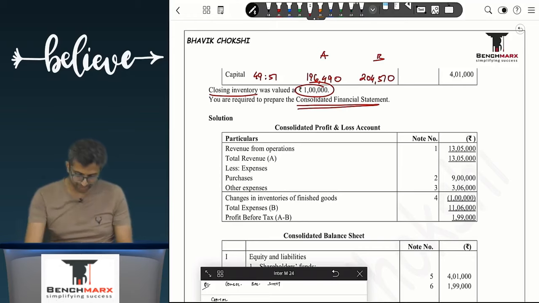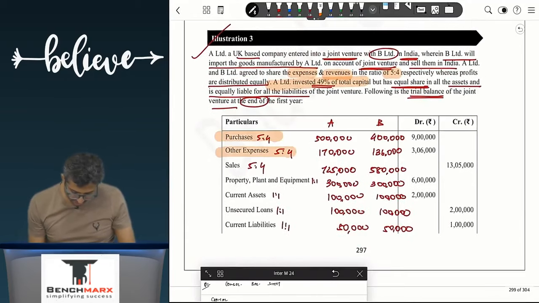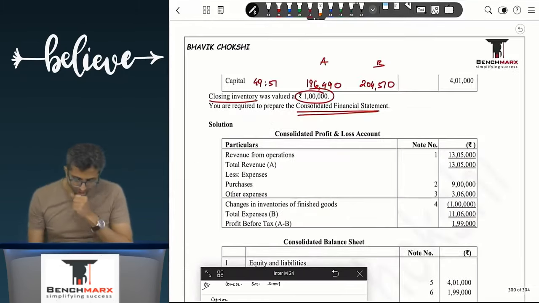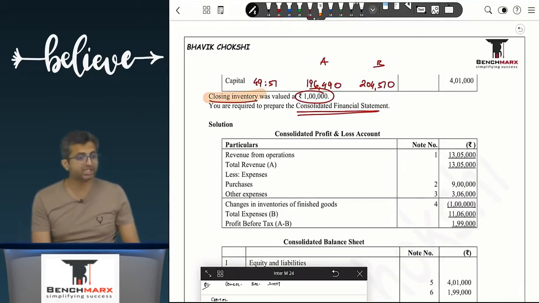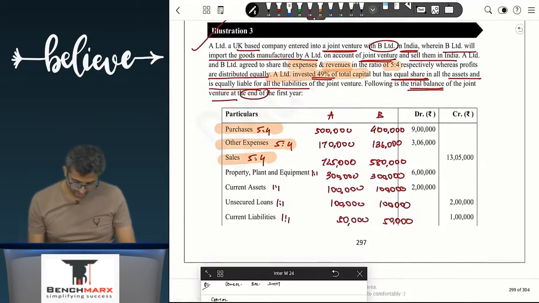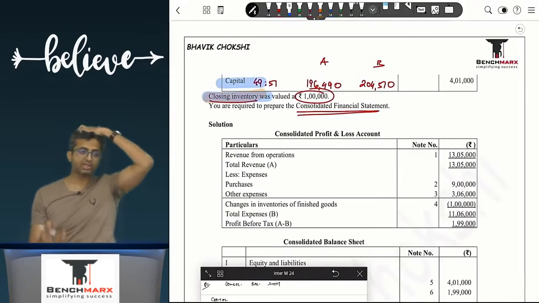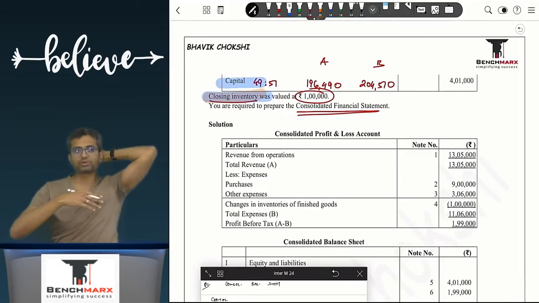So if I prepare the P&L, what are the items that go in the P&L? Purchase, other expense, sales. And there is closing inventory in the changes in inventory working. I think that is it. Apart from that, when you prepare the balance sheet, what will come in the balance sheet? PP, current asset, unsecured loans, current liabilities, capital, as well as inventory. And then the profit that comes will be taken.